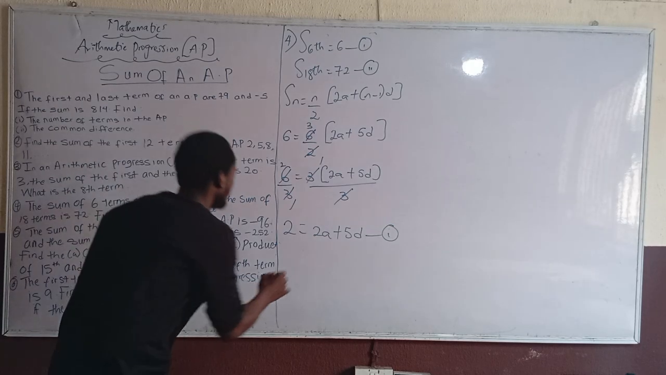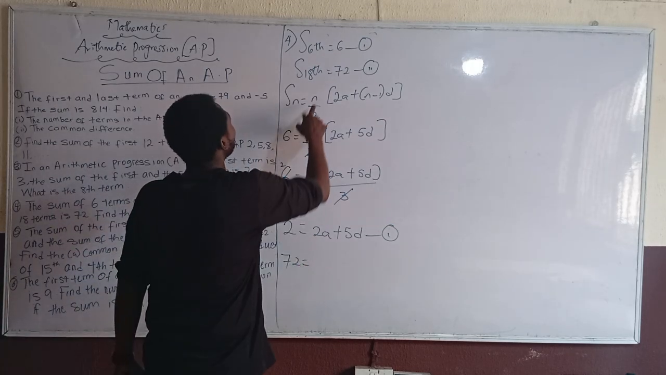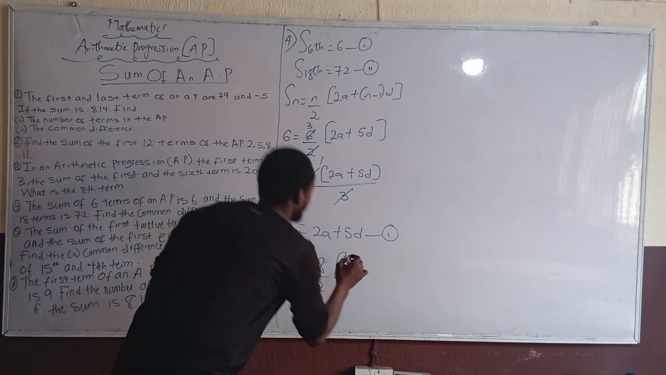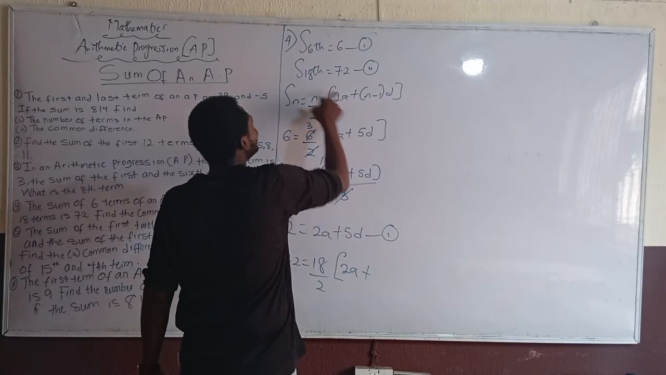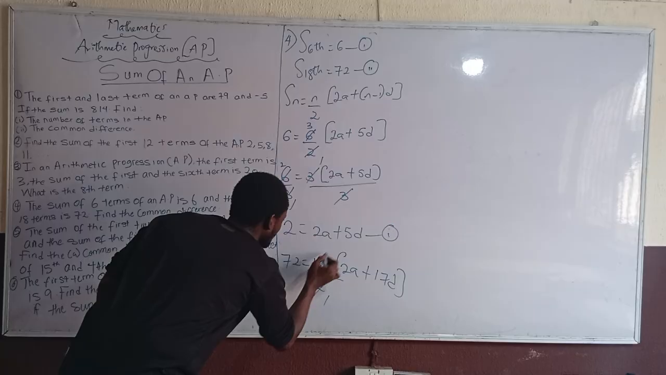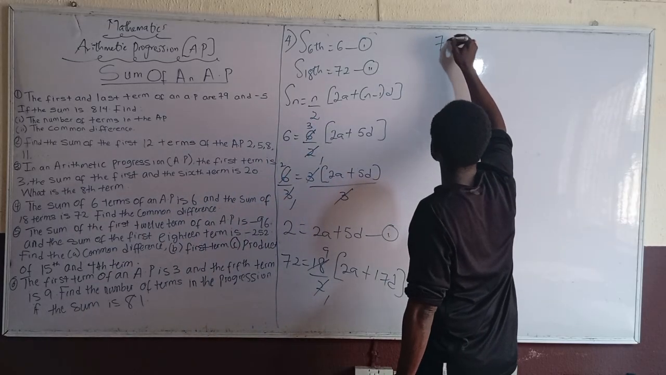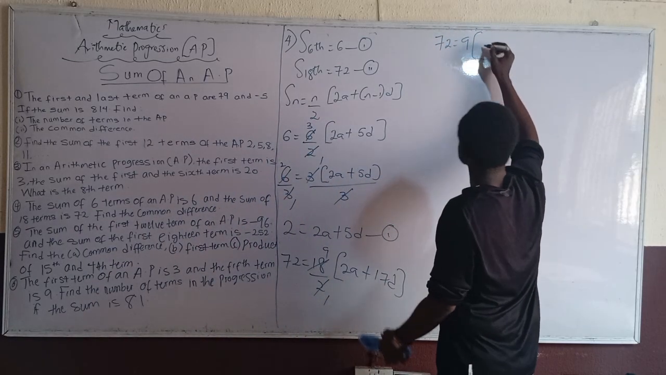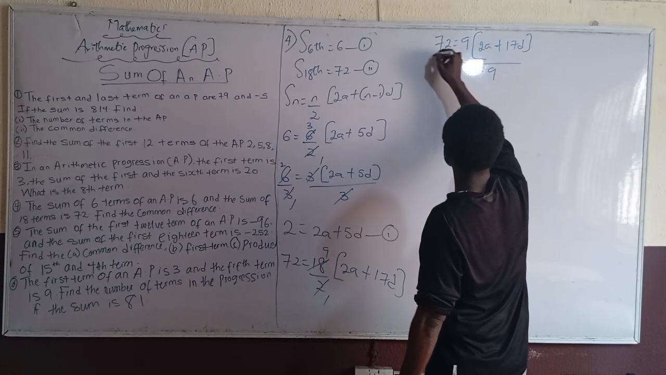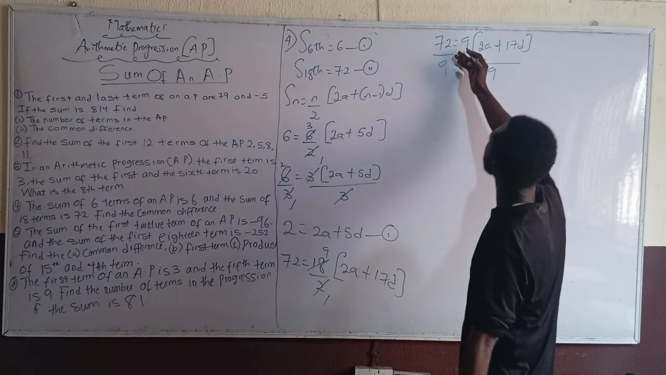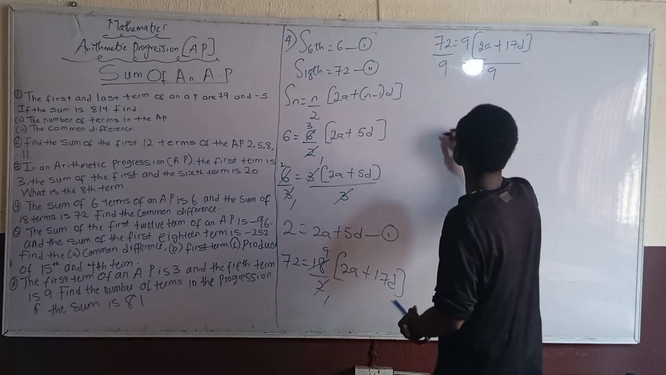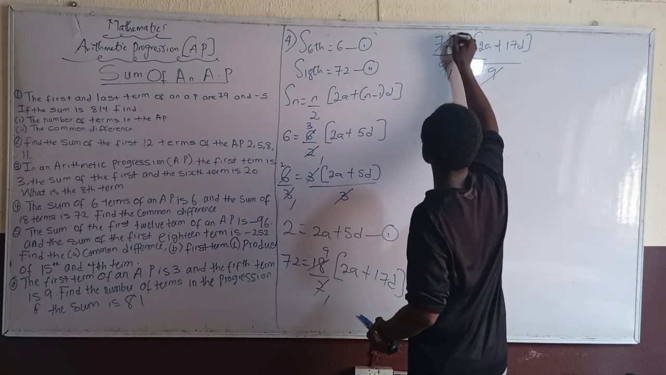Equation 2, S18 is 72 equals my n was 18 over 2. I have 2a plus 18 minus 1 is 17, 17d. 2 here 1, 2 here 9. So 72 equals 9 times 2a plus 17d. So I divide both sides by 9. Mind you, you can also open the bracket instead of dividing, whichever way. So 9 cancels 9. 9 here 1, 9 here 8.